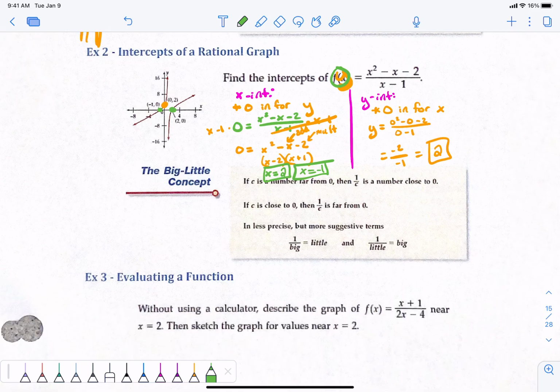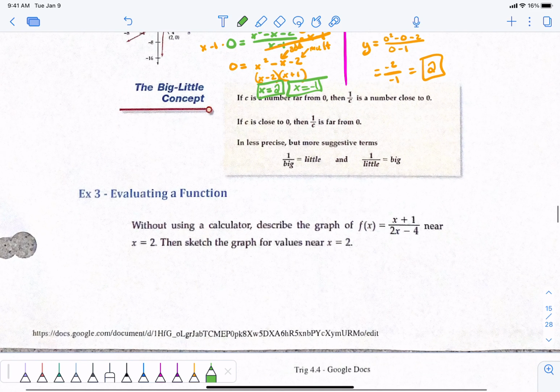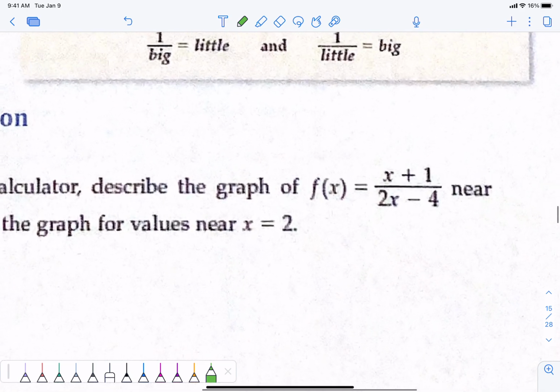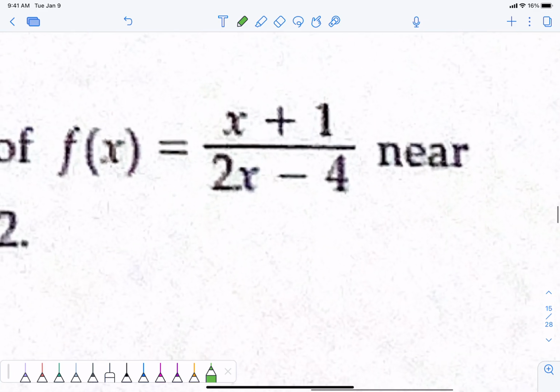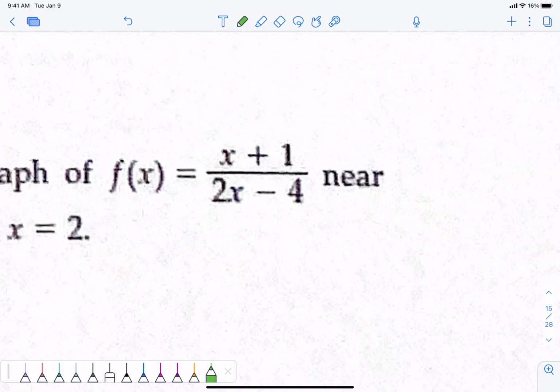Okay, let's go down to, I'm going to skip the big little concept. Without a calculator, describe the graph of this function near x equals 2, then sketch the graph for the values near x equals 2. So here we go, x equals 2. If I plug 2 in, 2 here, 2 here. Okay?